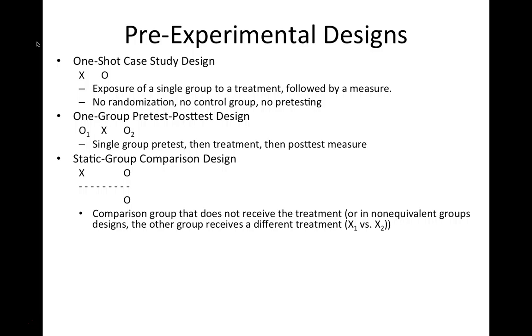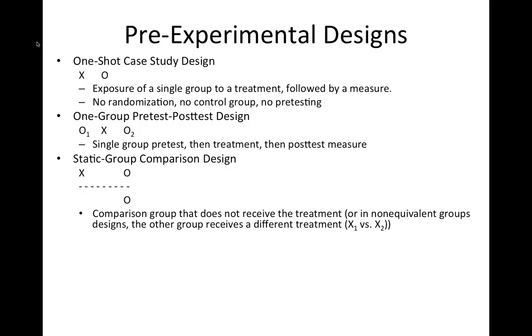So this one-shot case study design is when we would have a single group, we give them a treatment, and we follow it up with a post-test measurement. So there's no randomization, no control group, no pre-testing. You just expose a group of people to a manipulation or an intervention, and then measure an outcome. A one-group pretest-posttest design, a very similar thing, but we have a pretest. So a single group pretest, then some treatment or manipulation, and then a post-test measure.